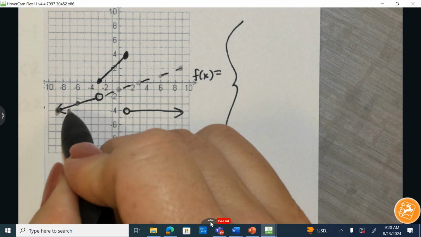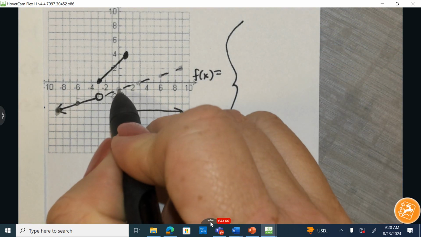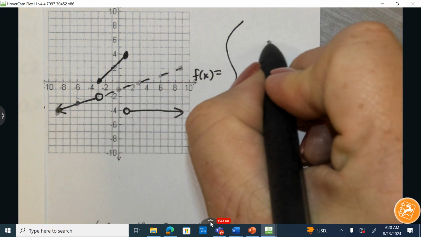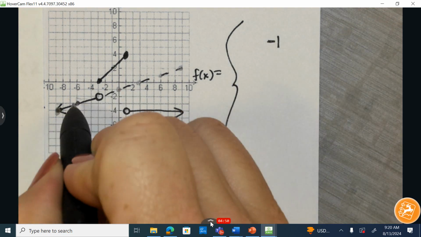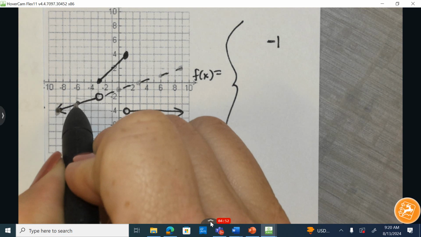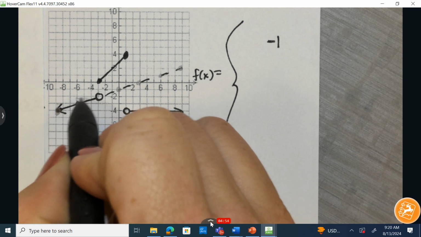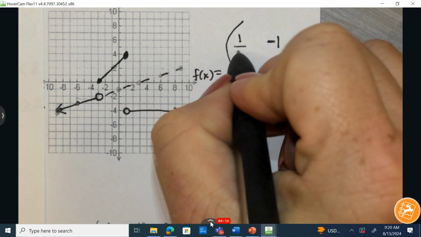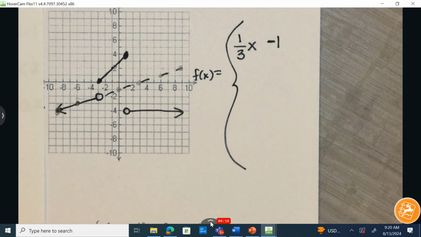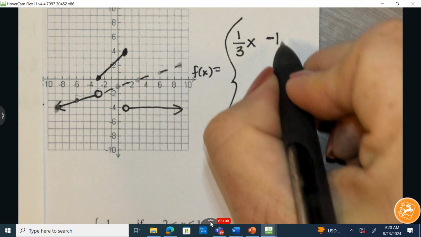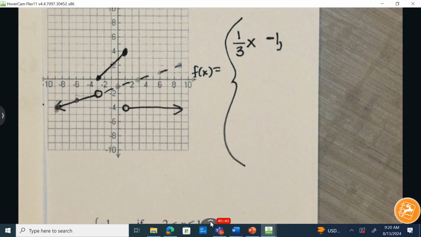This particular piece of the function cuts through the y-axis at -1. And it has a slope from left to right of rise up 1, right 3. We'll come back to the constraint later on.